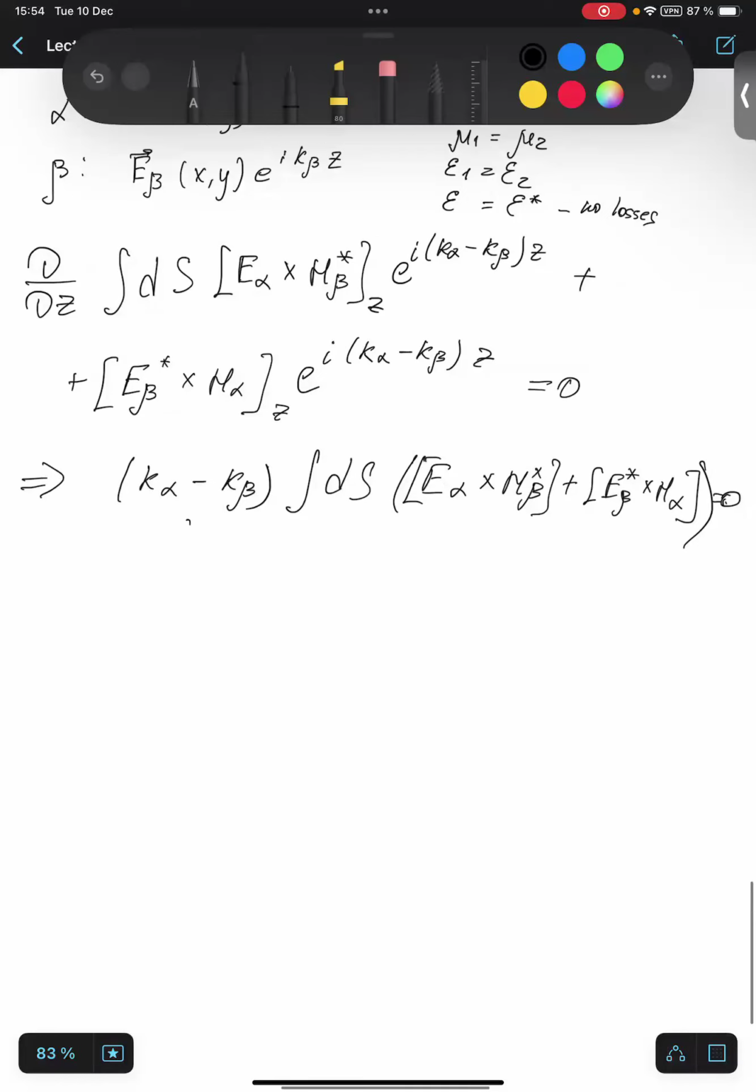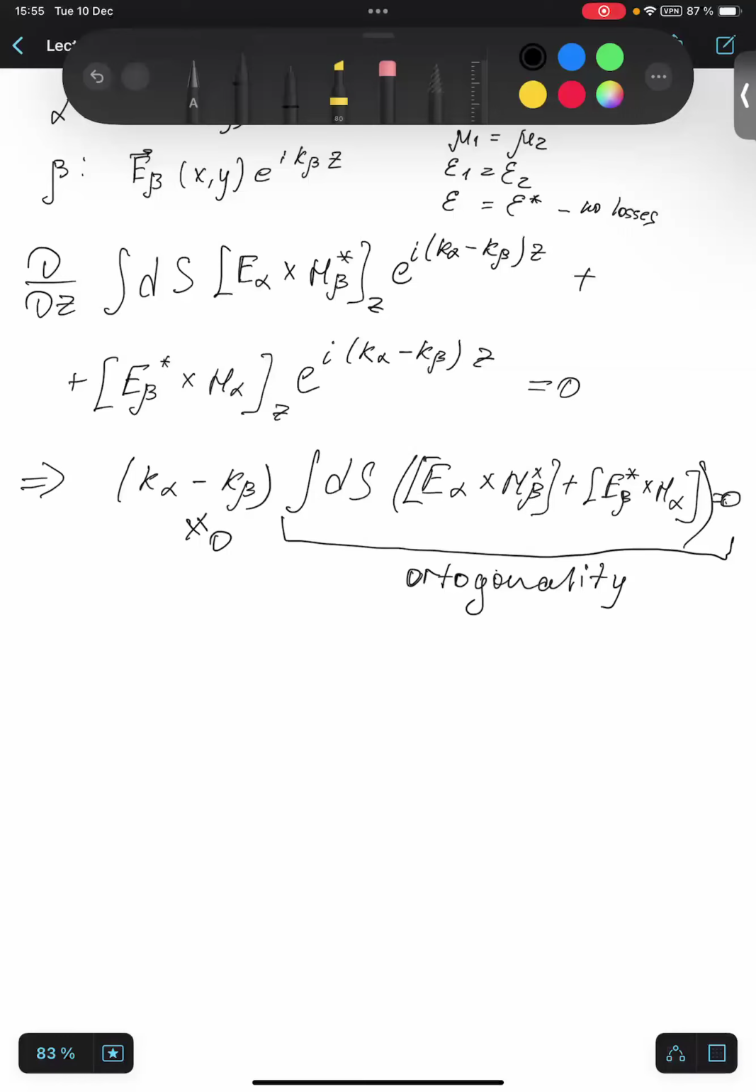So we see that this is because we have two different modes. K alpha minus K beta is definitely not equal to 0. And so this part is our orthogonality relation of the modes.